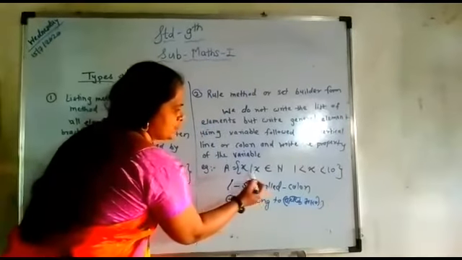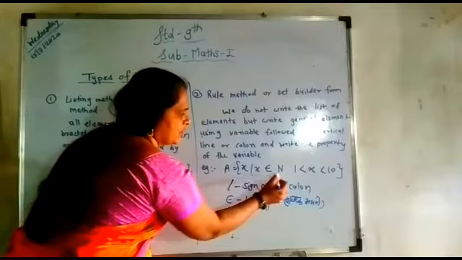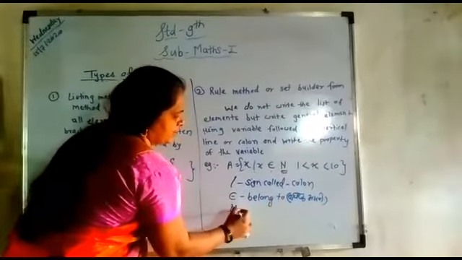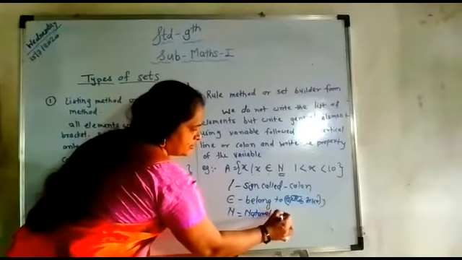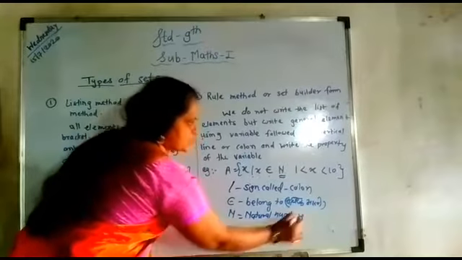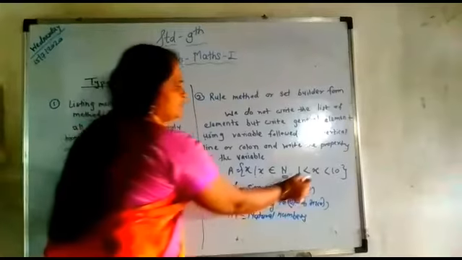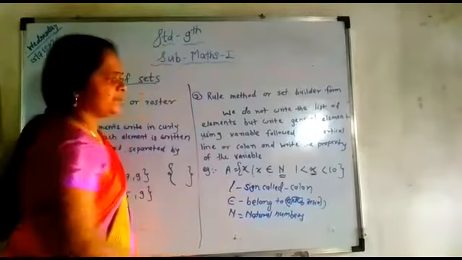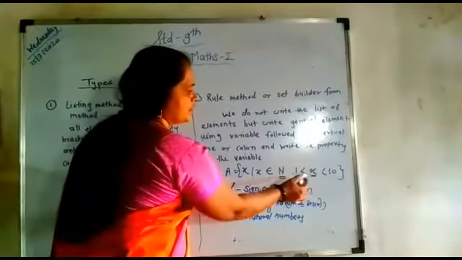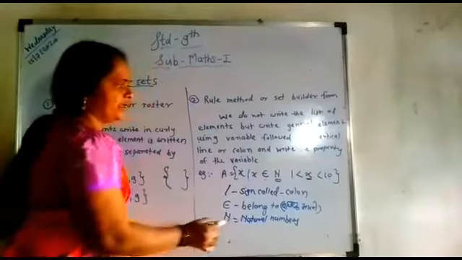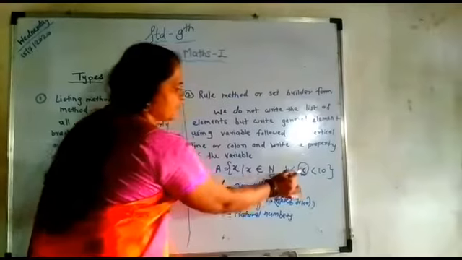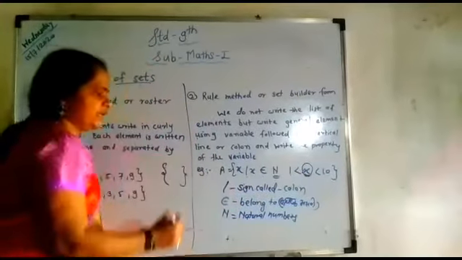Epsilon, x colon x epsilon N, means natural number. N means natural numbers. X means numbers which are present in that set, meaning greater than 1 and less than 10. X means the numbers which are present in set A.